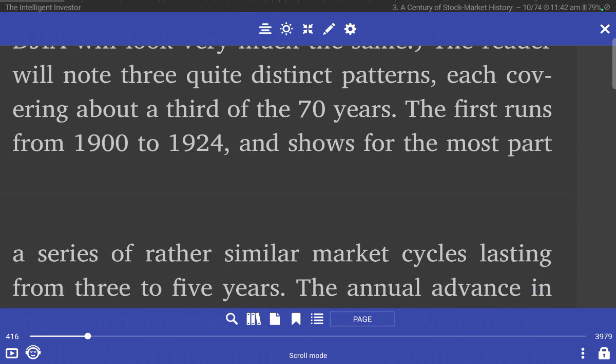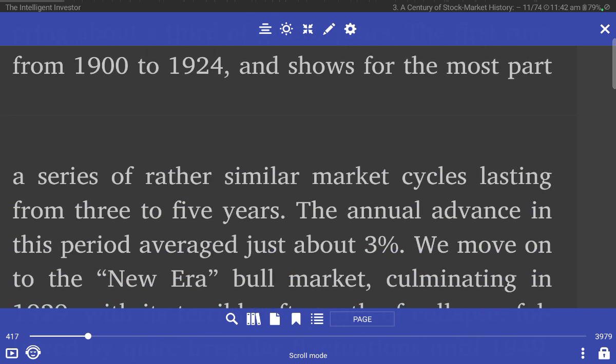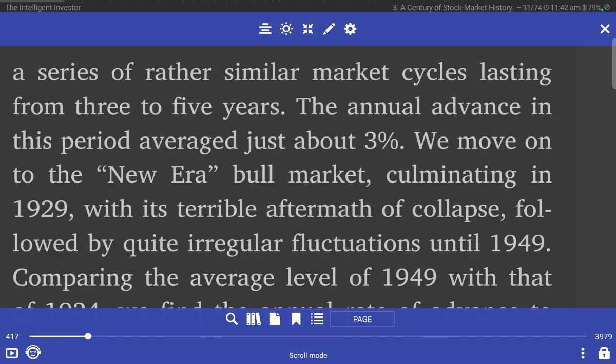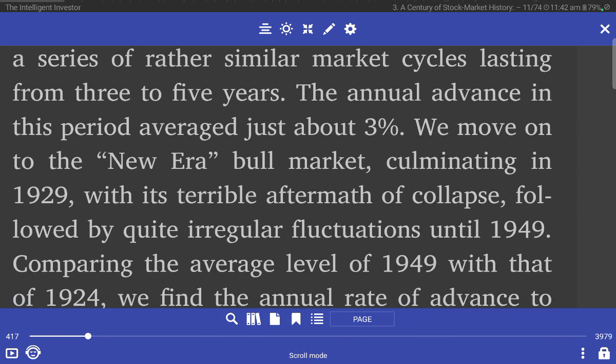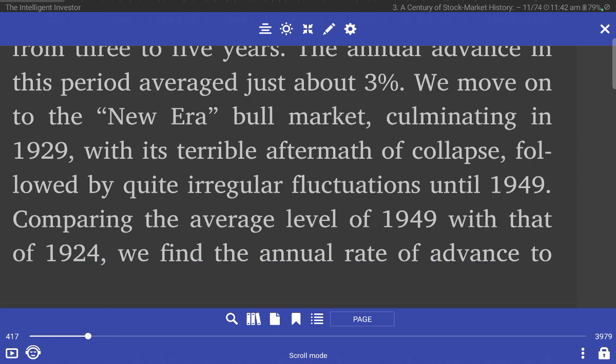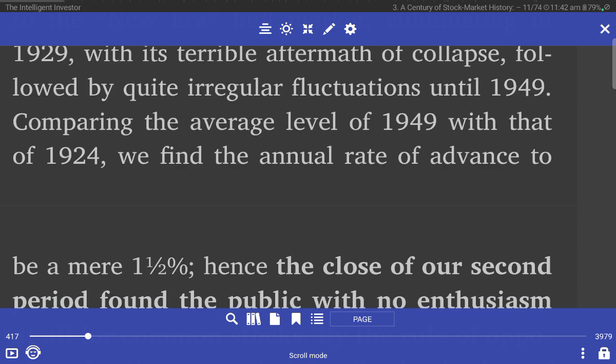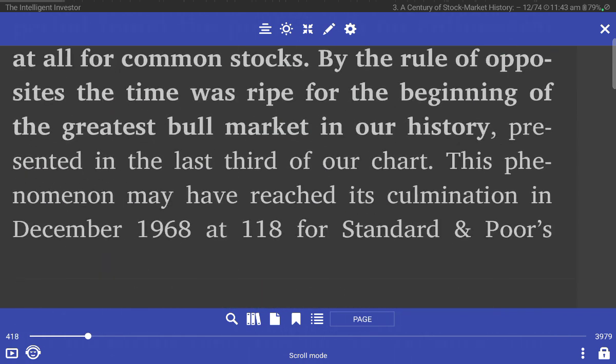The first, 1900 to 1924, shows a series of similar market cycles lasting three to five years. The annual advance in this period averaged 3%. We moved on to the view of the new-era bull market culminating in 1929, with its terrible aftermath of collapse, followed by quite irregular fluctuations until 1950. The comparable average level is 1949 versus 1924, which finds an annual rate of advance of 1.5%.